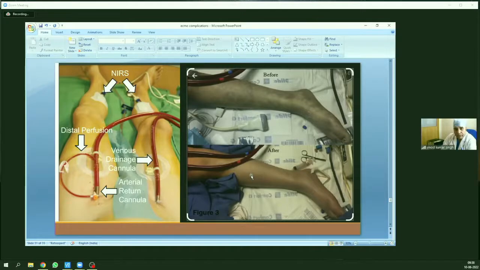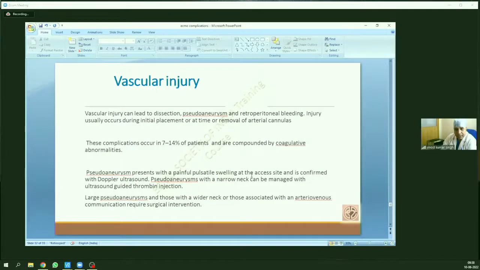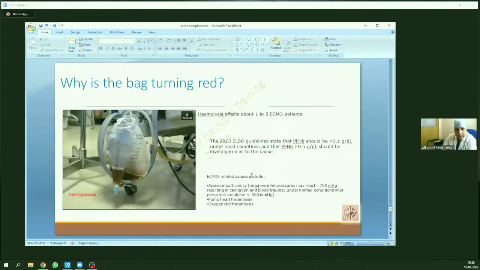And this is how the picture looks if the patient has a problem with ischemia. Vascular injury, we have already discussed, has a 10 to 14% chance of occurring due to cannulation site injury. Another important complication is hemolysis. The ELSO guideline says that the plasma hemoglobin should be kept less than 0.1%, and any time it is more than 0.5 gram per dl, it is quite possible that the patient will have hemolysis.